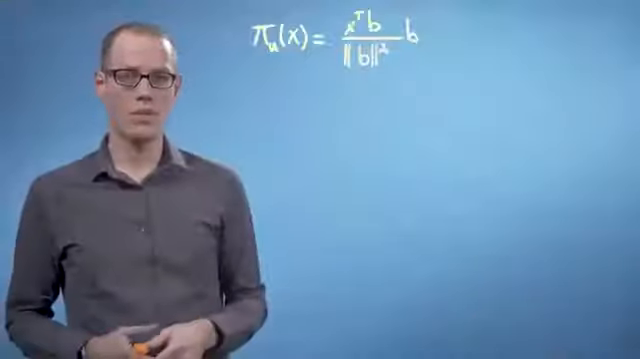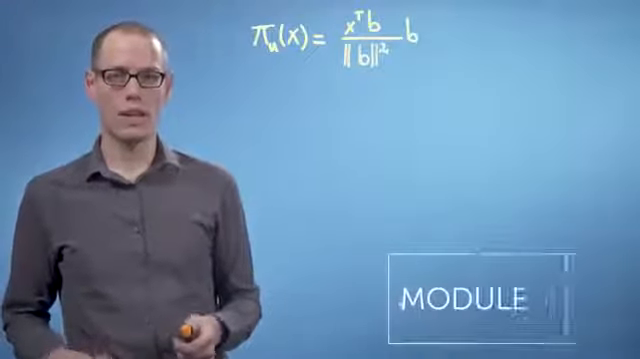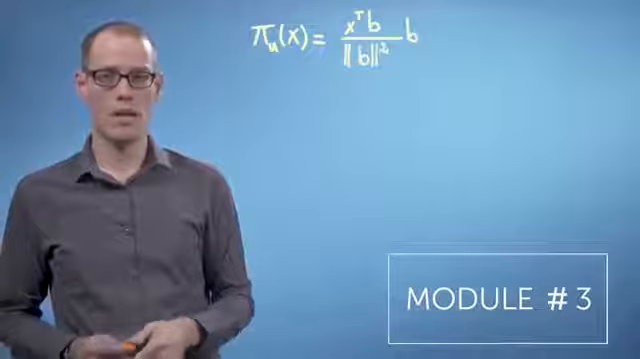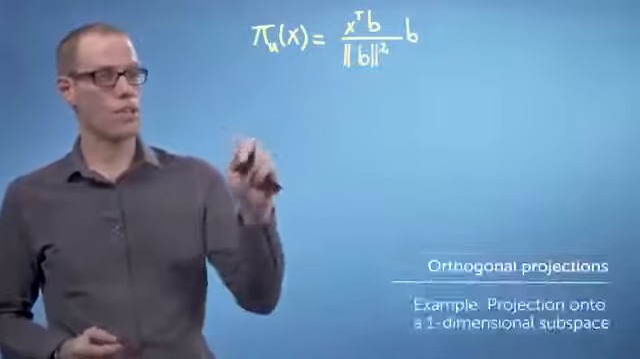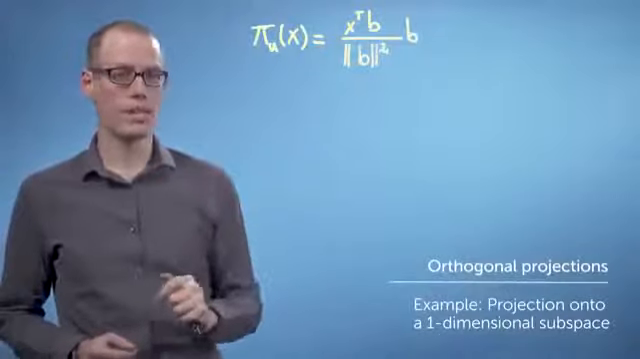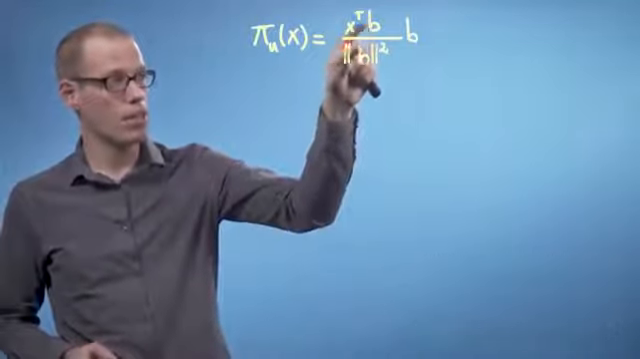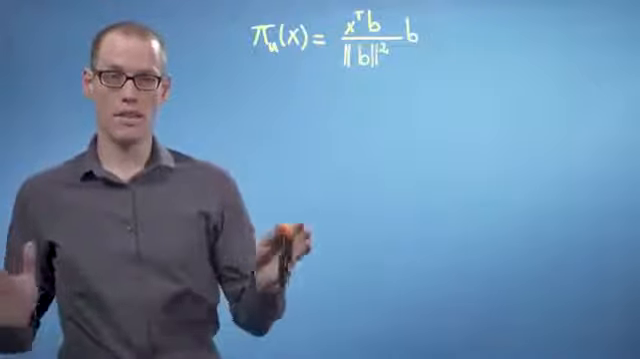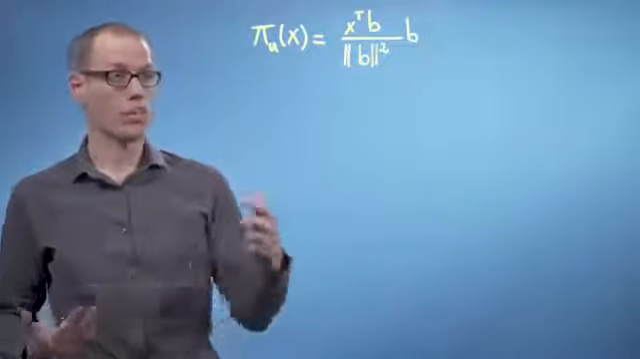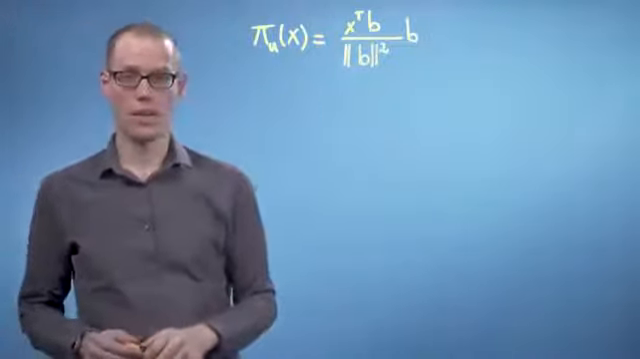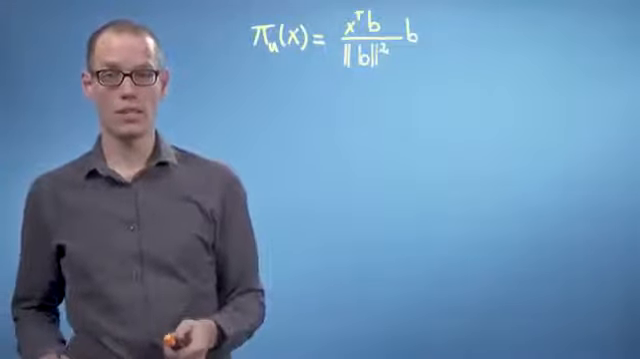In the last video, we derived the formula for projections of vectors onto a one-dimensional subspace. In particular, we arrived at this equation if we choose the dot product as the inner product. Here, x is a d-dimensional vector, and b is the basis vector that spans that one-dimensional subspace that we want to project x onto. In this video, we're going to look at an example.